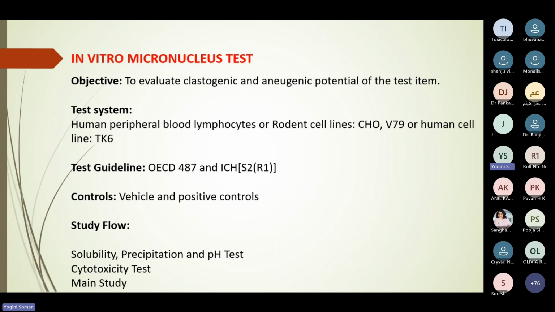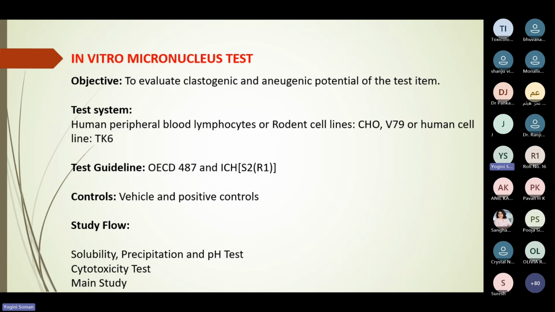Before the break, I covered the solubility test, precipitation, and pH test, and the next part was the cytotoxicity test. Before that, I covered the characterization of the test system. So the test system should be well characterized before performing any assay. If you consider a test system that is the TK6 cell line, the first part is target cell preparation.